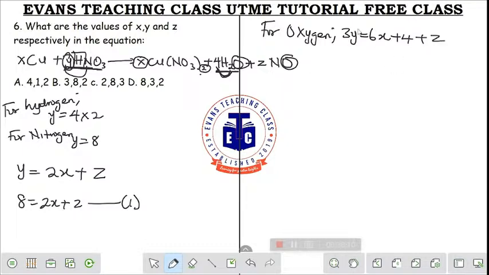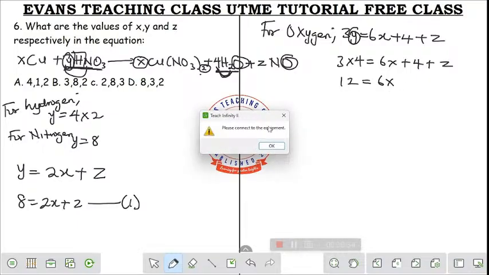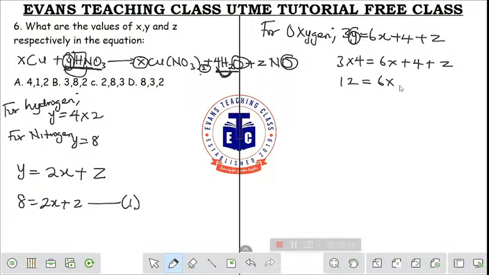Don't forget, we already know what Y is. That is 3 times, what is Y? 4 is equal to 6x plus 4 plus Z. So that would be 12. That would be 6x plus Z plus 4. Do you get what I'm doing there?